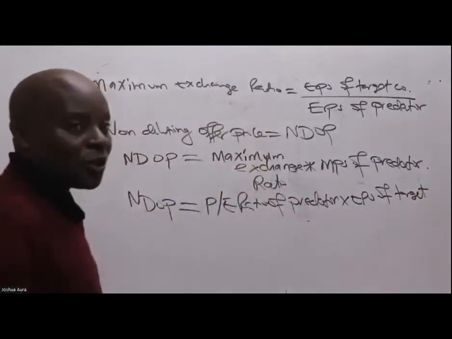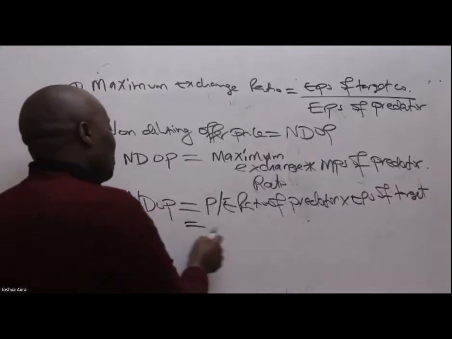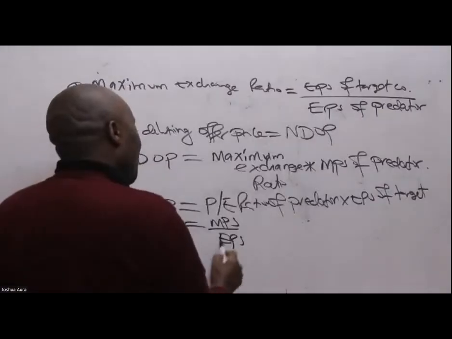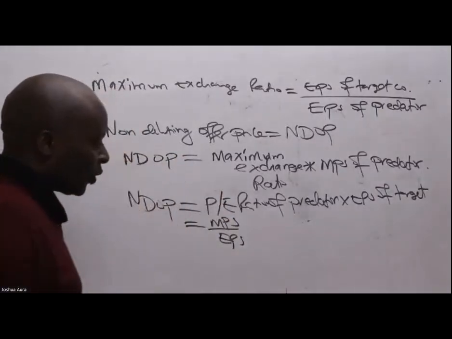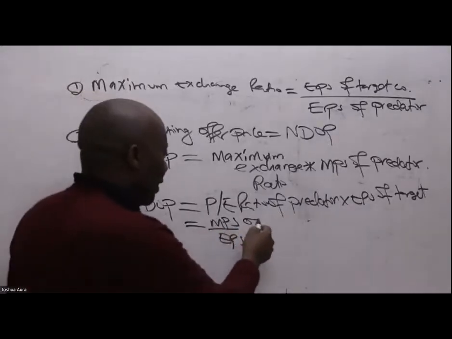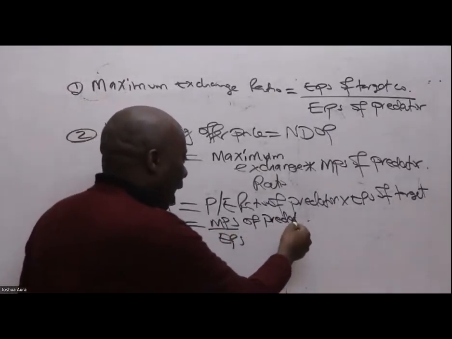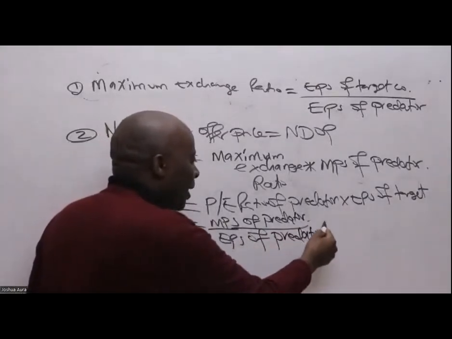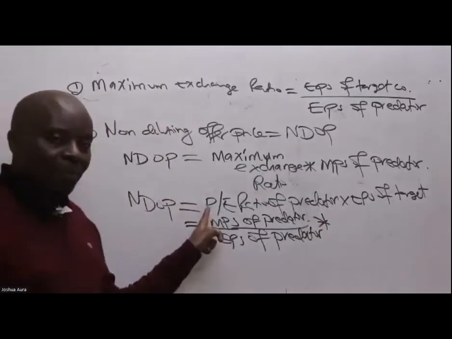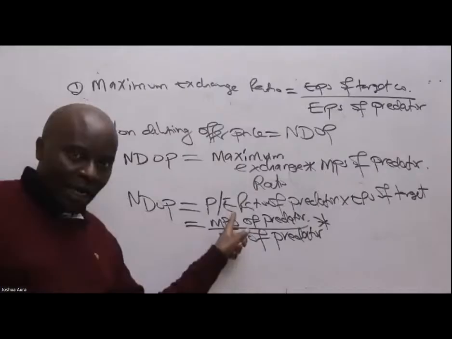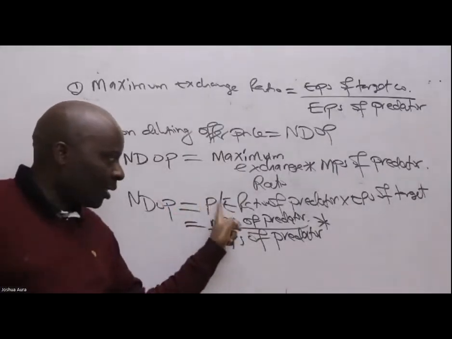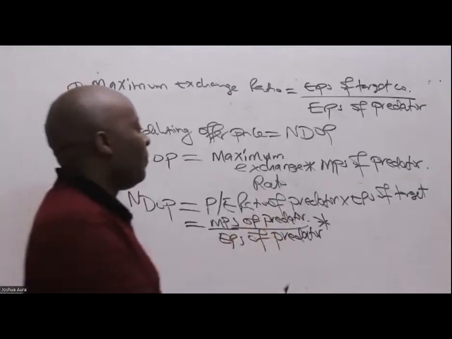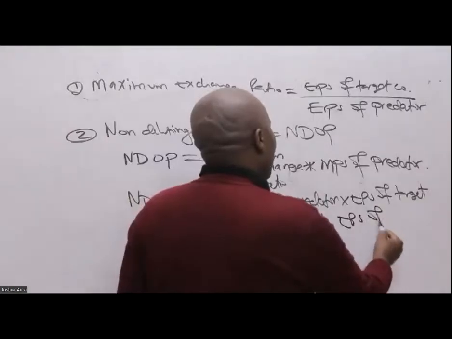And what Mr. George is telling us is that this PE ratio, of course, he knows the formula. It is MPS all over EPS. So it is MPS of predator all over EPS of predator. Price earnings ratio. So it's price of the predator over earnings of the predator, times EPS of the target company.